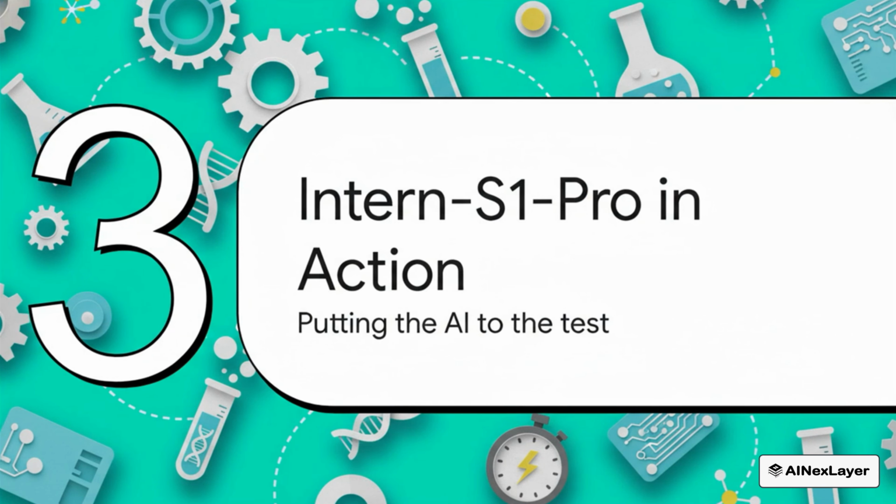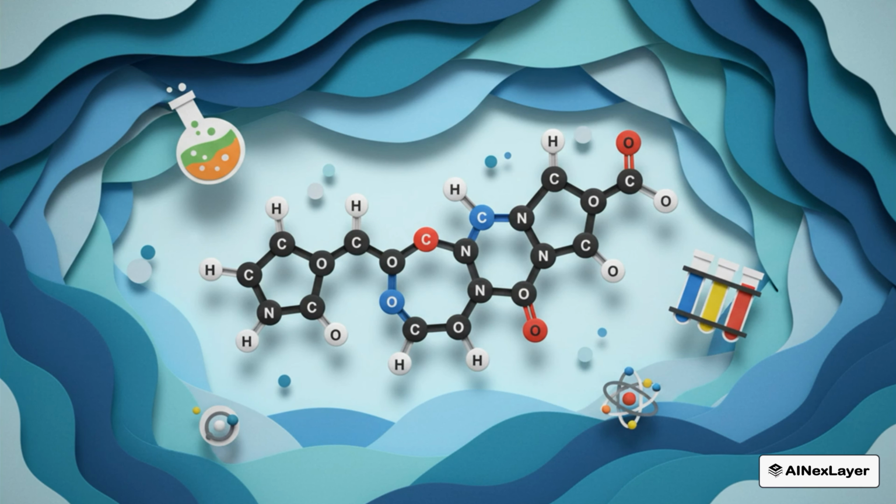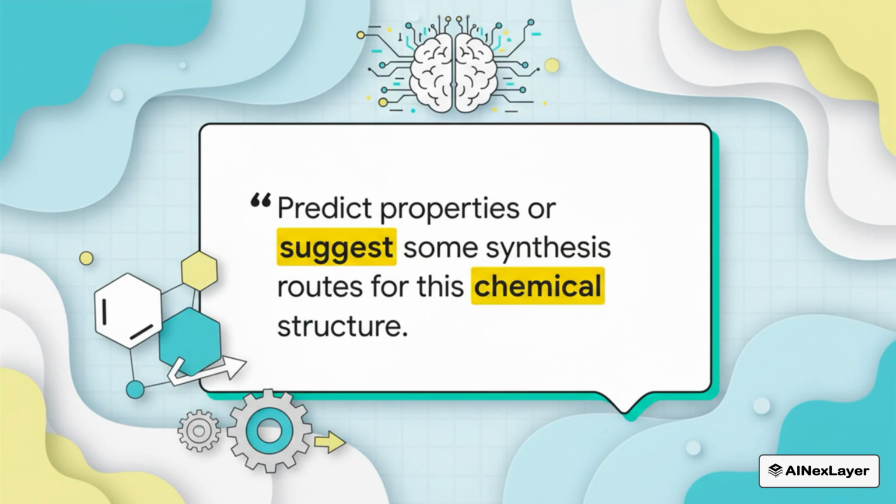Okay, that all sounds fantastic on paper, right? But the real question is, does it actually work? Let's find out. It's time to put this AI assistant to the test and see what it can do. All right, challenge number 1. We're starting in the world of chemical analysis. So here's the setup. The AI was shown this image of a chemical structure and given a pretty straightforward command. Predict properties or suggest some synthesis routes for this chemical structure.